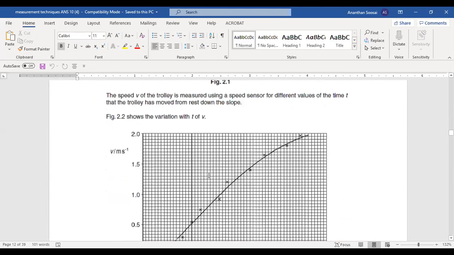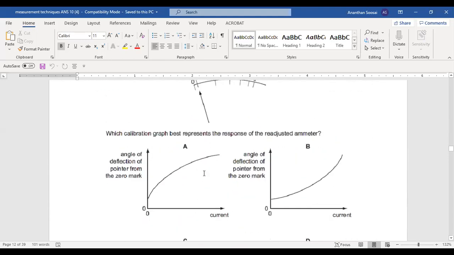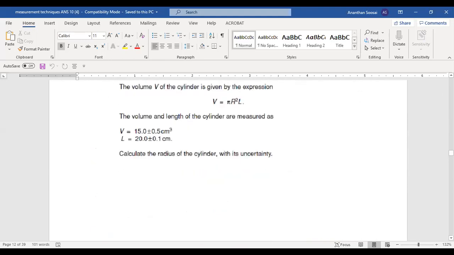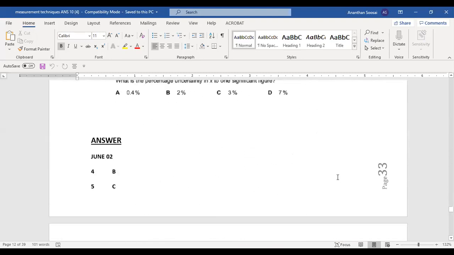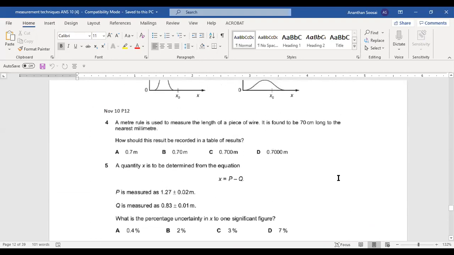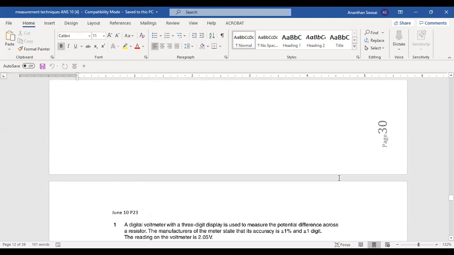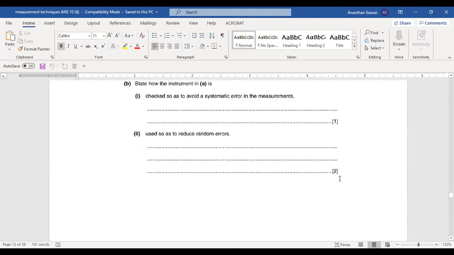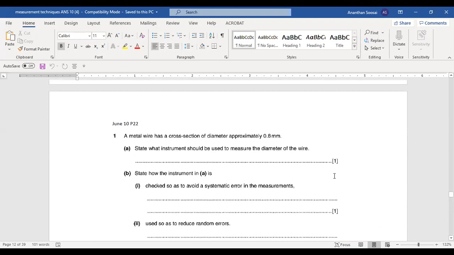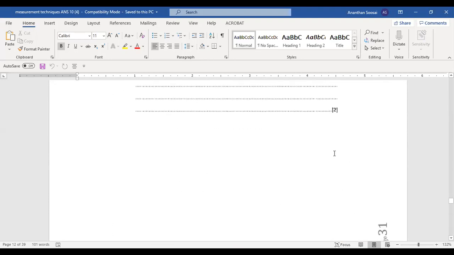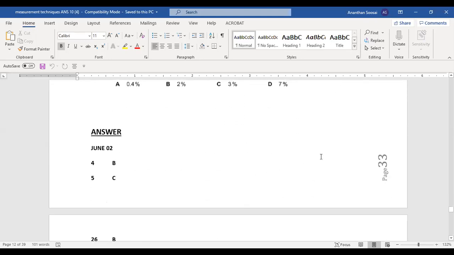As homework, I want you to give a try. The questions I want you to try are for everyone. We have altogether how many pages? About 33 pages. I want you to try the last few pages, 30 to 33, from here. June 10, paper 22. Pages 30, 31, 32 and 33. Try these questions.